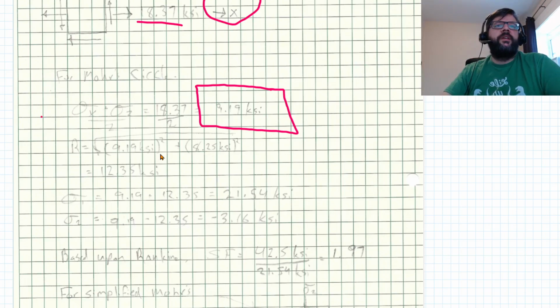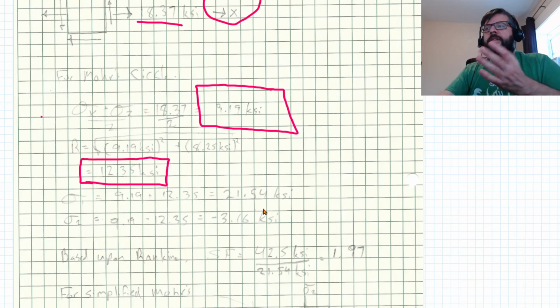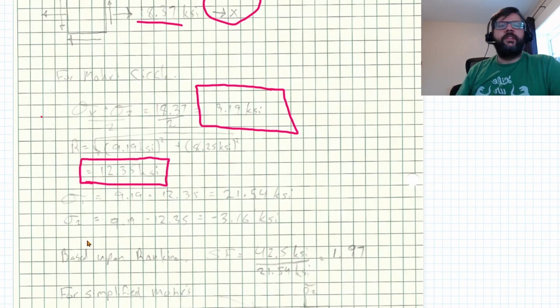Radius there can be solved for by the 19.9 KSI squared plus the 8.25 KSI squared, and then take the square root of that. That gives us our value of, like a radius on a Mohr circle, of 12.35 KSI. So we can solve for our principal stresses there.